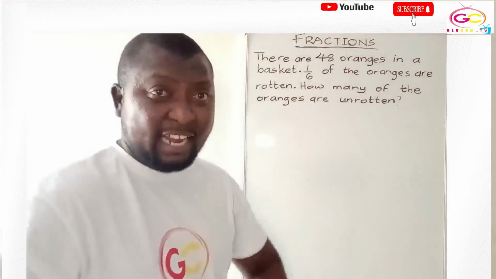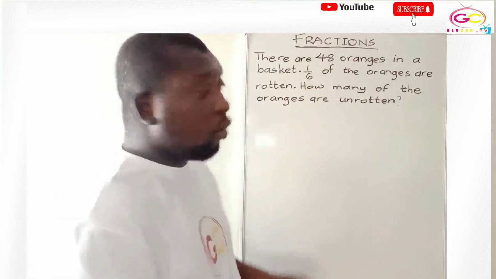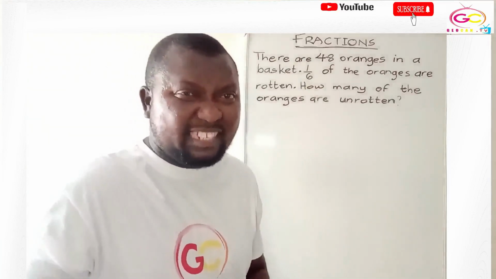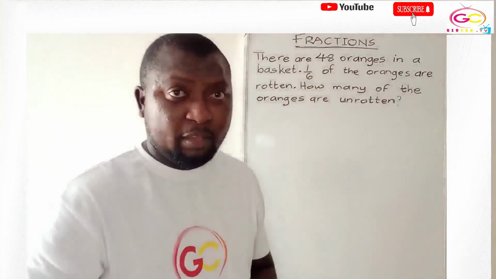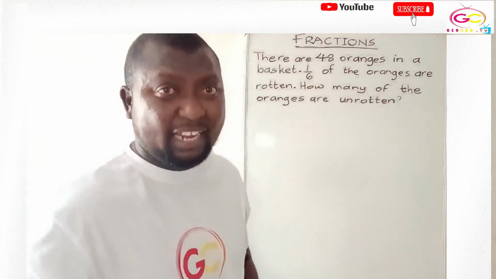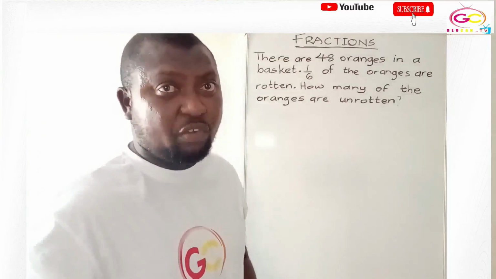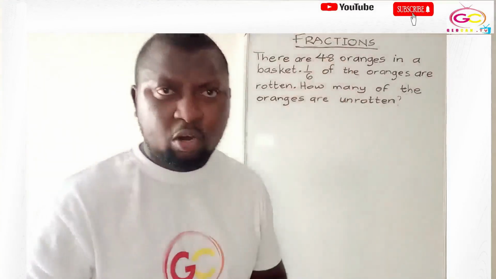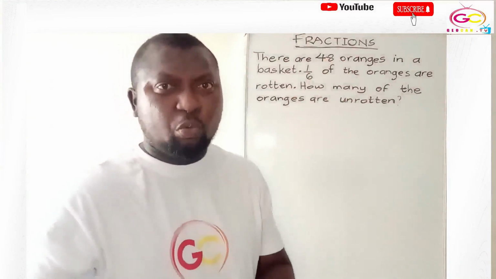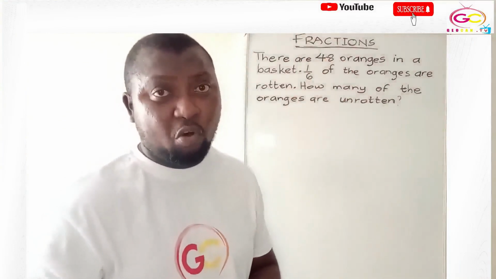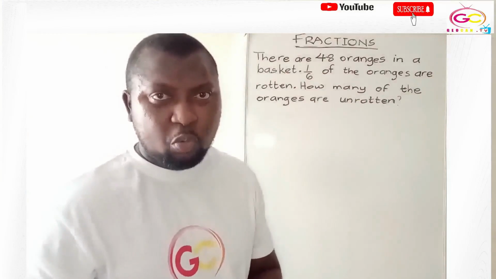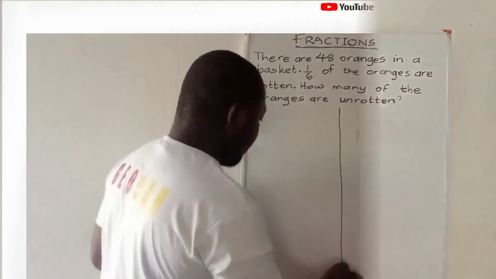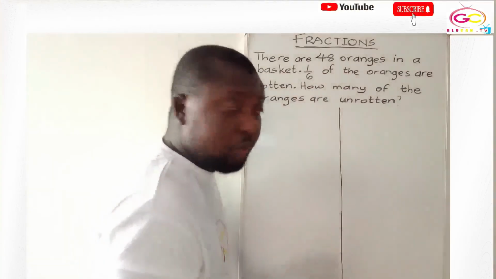Good. And in the second method, we'll look for the fraction of oranges that is unrotten. Then we multiply the fraction of the oranges that is unrotten with the total number of oranges. And that will give us the actual number of oranges which are unrotten. So quickly, let's do that. Please pay critical attention here. Good. So you have your solution.